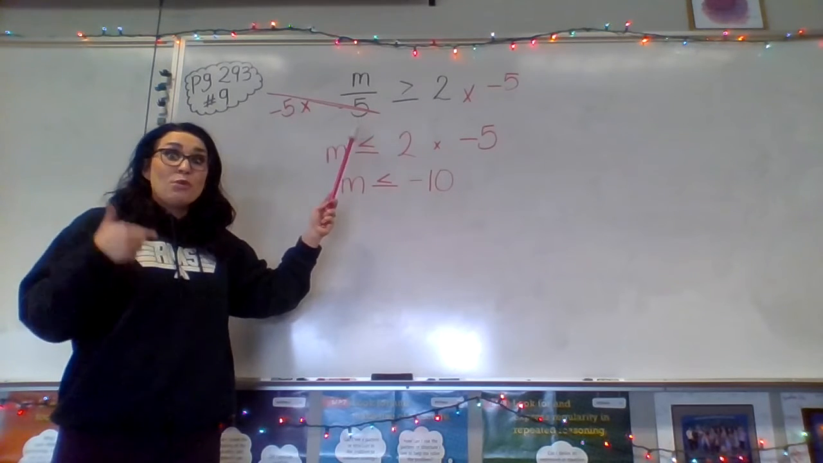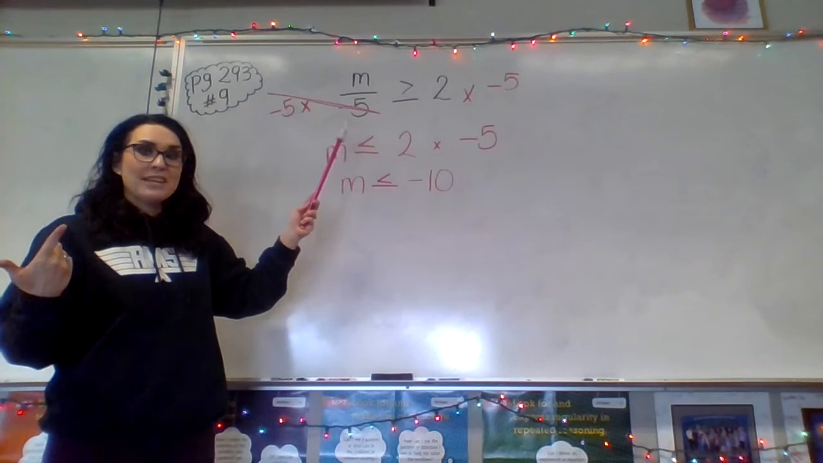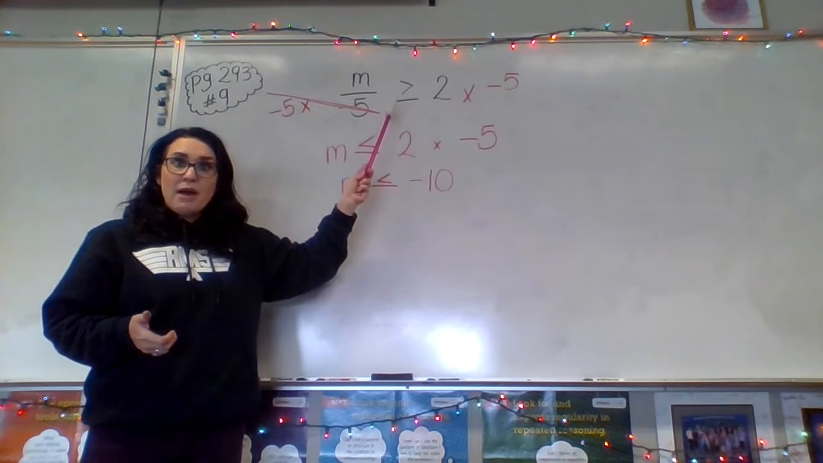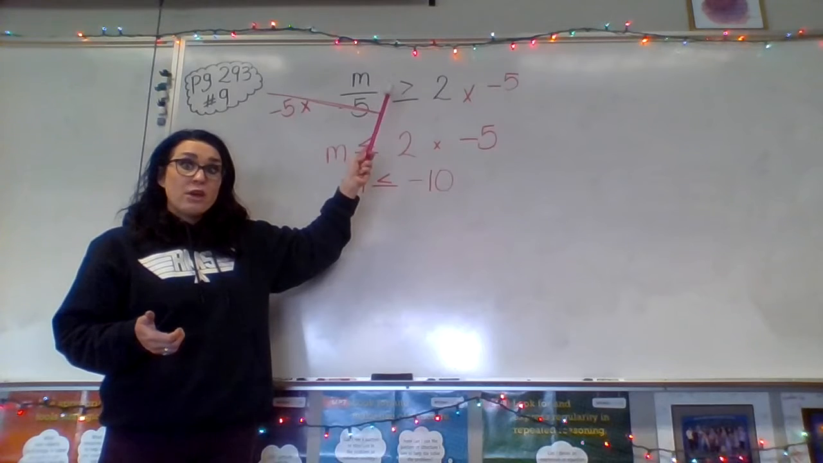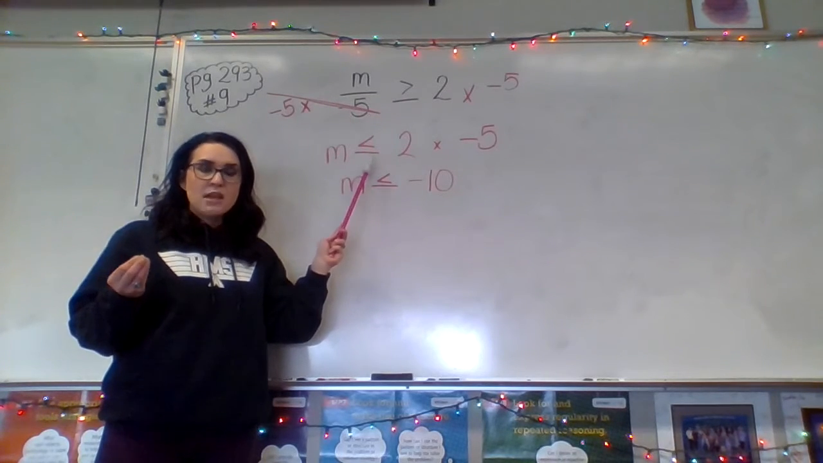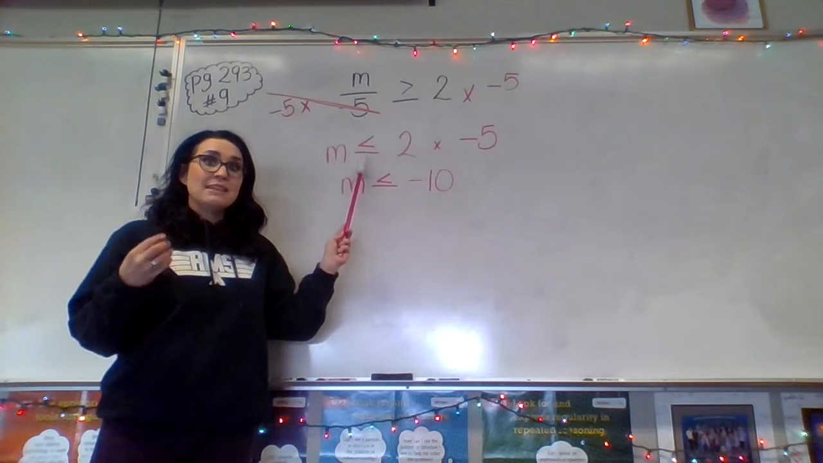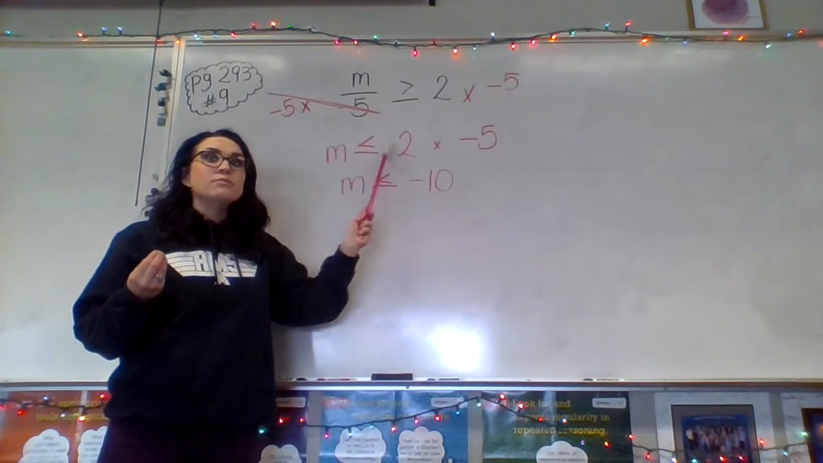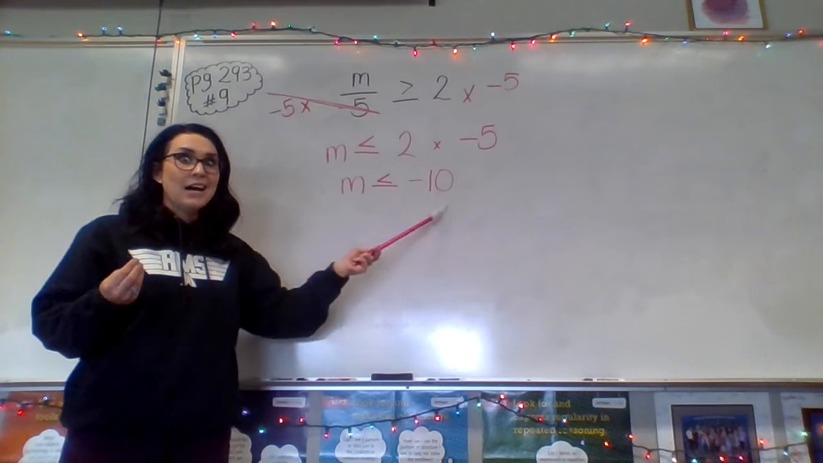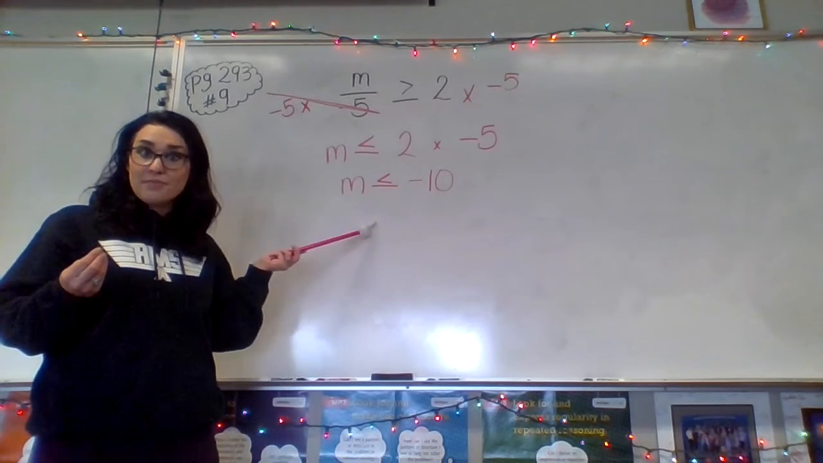Now, when I just said that whenever you multiply or divide an inequality by a negative number, the sign flips, that's what I mean right here. So we went from having a greater than or equal to, to now having a less than or equal to sign, right? So now we know that m needs to be less than or equal to 2 times -5, which we know is actually -10. Now let's graph this solution.